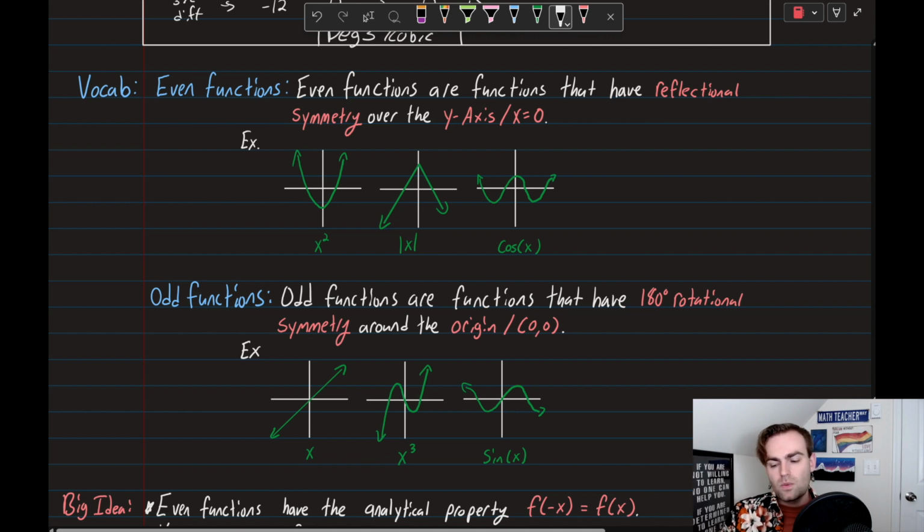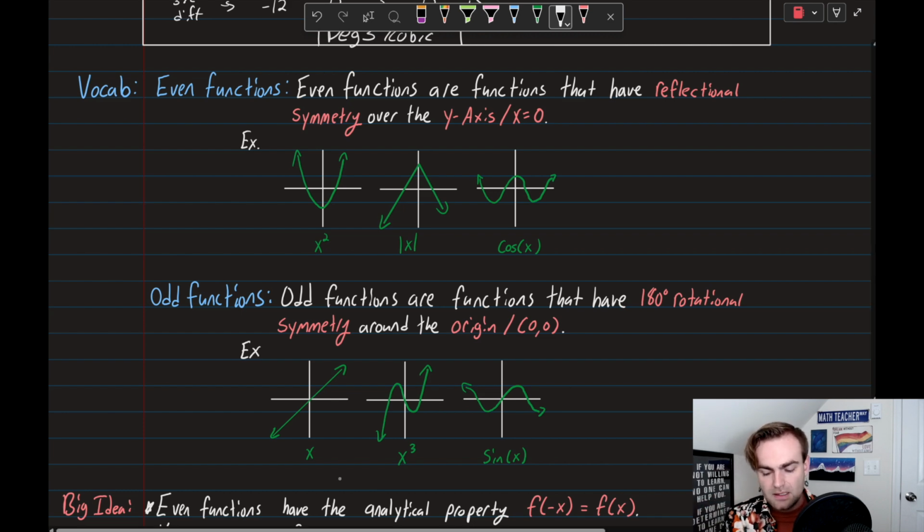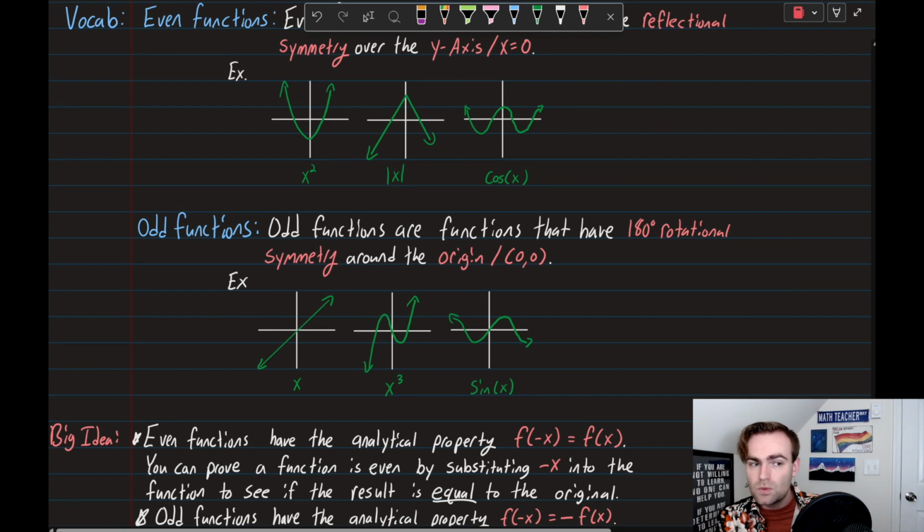Odd functions are where I can take the function and rotate it 180 degrees around the origin and end up with the same function. They would map up together. So an example of that would be x, x cubed, sine x. Now I know that I have some transformations going on here for some of these, but again, as they're drawn, they have those symmetries. So that's what those mean, is they're symmetrical in some sort of way, which allows us to do some cool stuff with it.